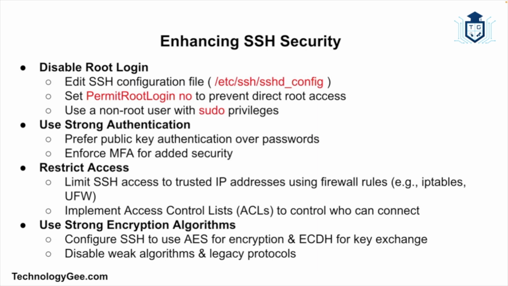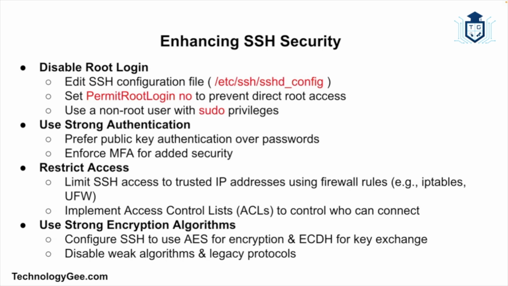So the first thing you want to do is disable the root login. You can do this by preventing direct root login by setting the PermitRootLogin no command in the SSH server configuration. Then you want to use strong authentication. So you want to use public key authentication over password-based authentication and implement multi-factor authentication.